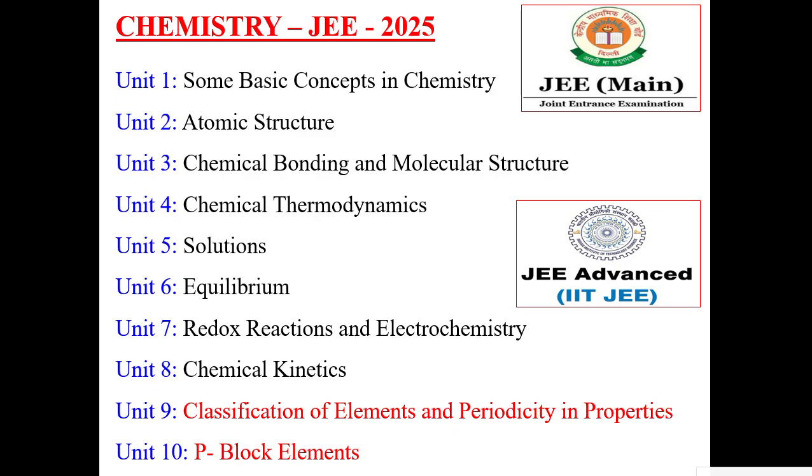That and all will be known in the periodic table. Next, this periodic table is divided into four blocks: S block, P block, D block, F block.